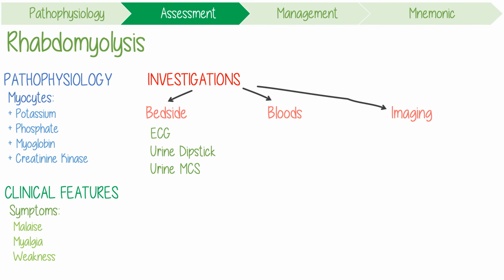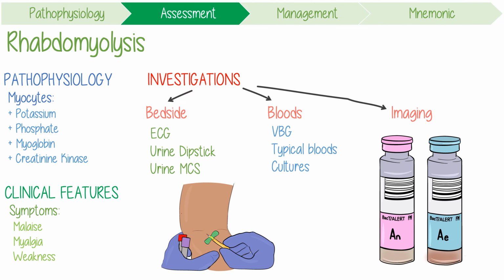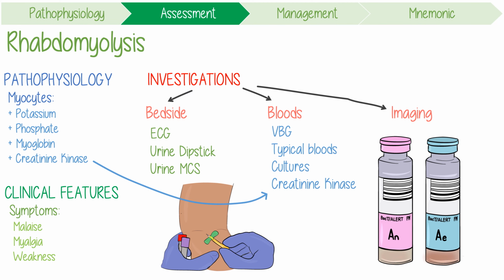Since you've got a urine sample, you might as well also send it off for a formal MCS. The first blood test to consider in the emergency department is a VBG, so you can quickly see their pH and their electrolytes. Consider other typical bloods like a full blood count, a UEC, LFTs, and don't forget a CMP. Think about doing blood cultures if there are any septic features. The most specific diagnostic test you can use for rhabdomyolysis is creatine kinase levels. These levels have been shown to correlate with severity, and you should expect a CK level of more than 5 times higher than the upper limit of normal.